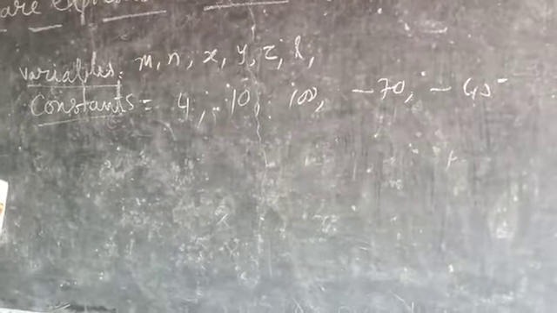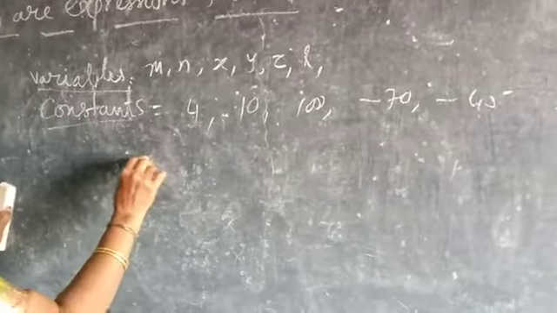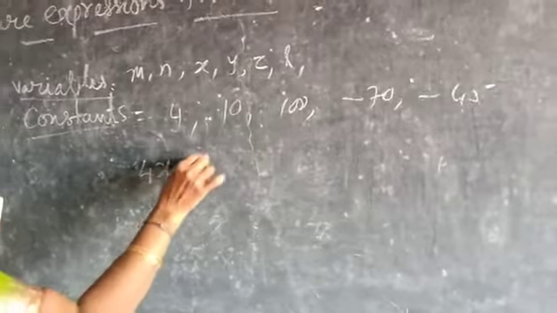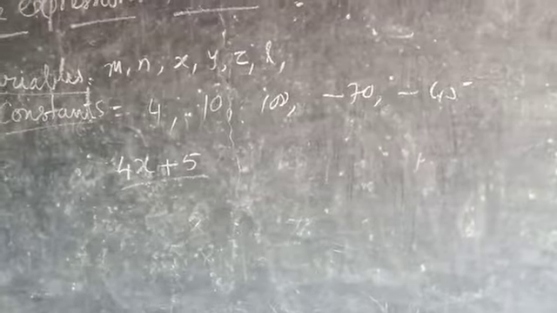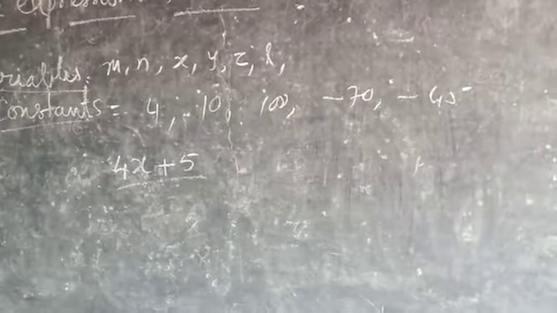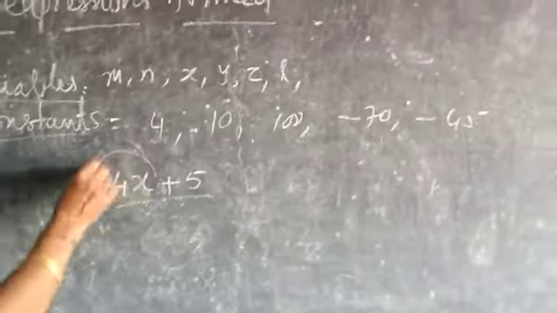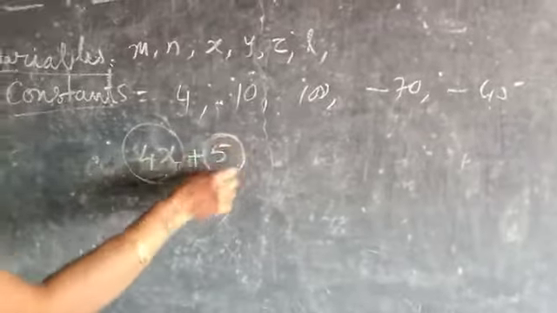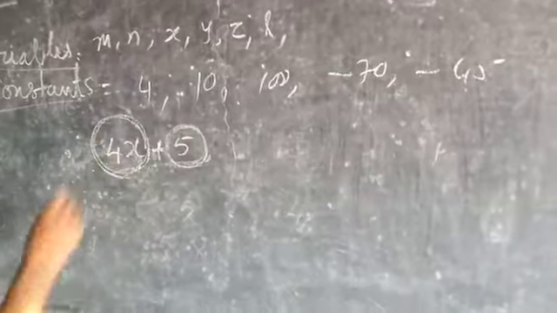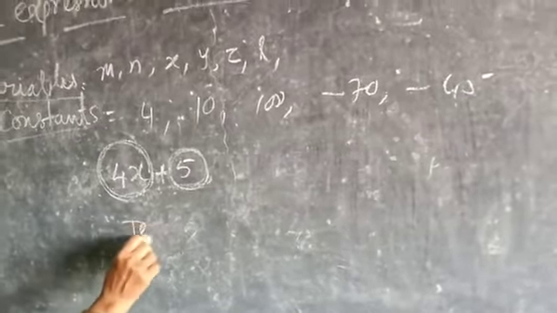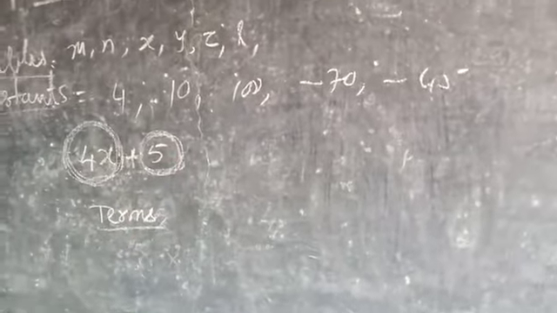What is an algebraic expression? An expression containing variables and constants. So in 4x plus 5, this is an expression, and it has parts which are formed. This is one part and this is another part. They are added. So these are two parts, and these parts are called terms. Here 4x is one term and 5 is another term.